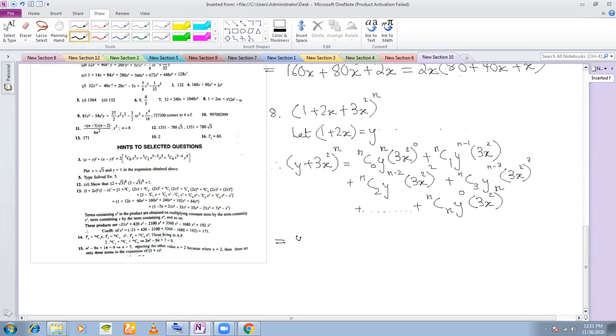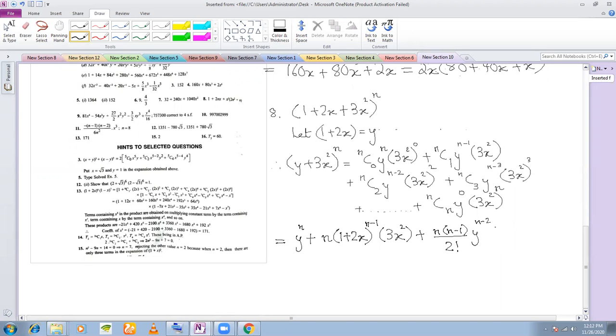Next, nc0 you know is 1. So y to the power of n and 3x squared to the power of 0 will be 1, plus nc1 is n, y to the power of n minus 1, that is 1 plus 2x to the power of n minus 1 into 3x square, plus nc2, n into n minus 1 by factorial 2 into y to the power of n minus 2.